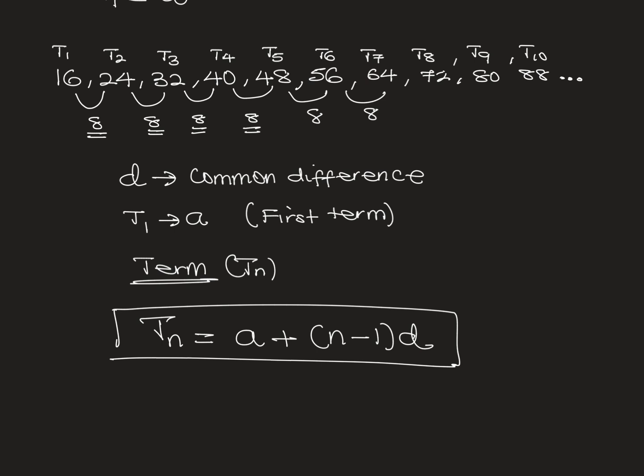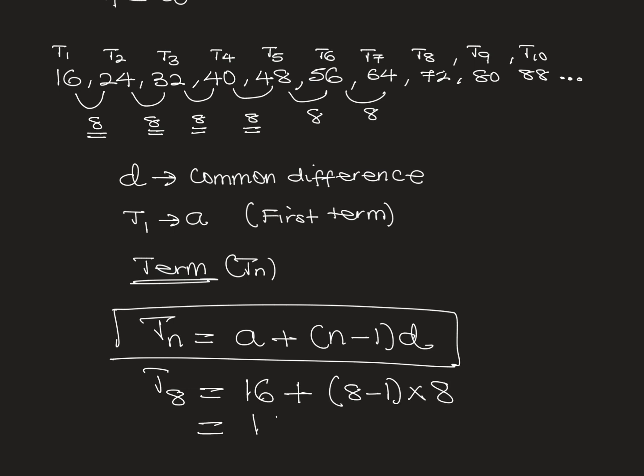So let's try to confirm whether the 8th term is actually 72 using this formula. It will be T sub 8, because n is 8. The number of the term here is 8, is equal to what is the first term? The first number that appears in the sequence is 16, plus n is 8 minus 1 times what is the difference? The difference here is constant and is 8.